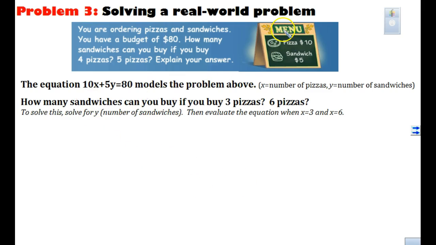So, it says this menu, they list outside the store, $10 for pizzas, $5 for sandwiches, and you are going to spend $80. And the question is, how many sandwiches can you buy if you get 3 pizzas and if you get 6? So we're going to rewrite this equation, 10x plus 5y equals 80. Remember, x is the number of pizzas and y is our sandwiches. So we want to solve this for y.